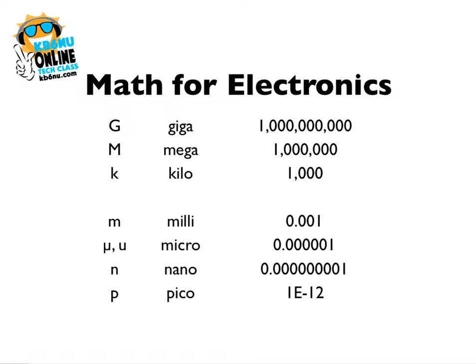Pico is the prefix we use to denote 1/1 trillionth of a quantity. A picofarad is 1/1 trillionth of a farad, or 1/1 millionth of a microfarad. Lowercase p is used for the prefix pico, and picofarad would be written lowercase p, capital F.